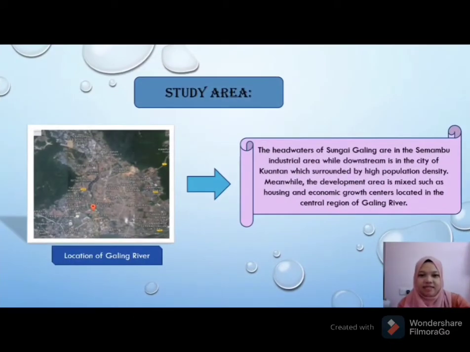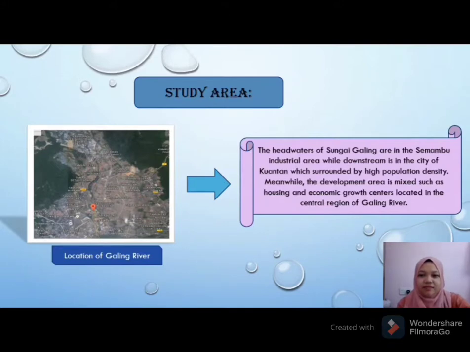The next is the study area. The picture shows the location we study, which is East Galing River in Kuantan. The research area has 3 different stations located upstream, downstream and the intermediate area of Sungai Galing. The headwaters of Sungai Galing are in the Semambu industrial area, while downstream is in the city of Kuantan, which is surrounded by high population density.